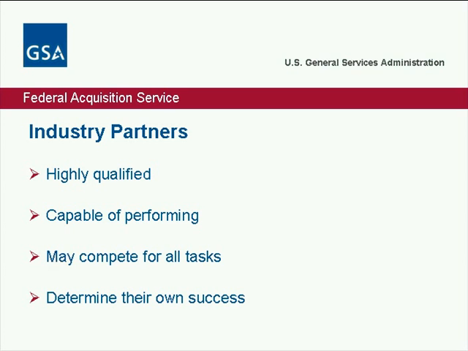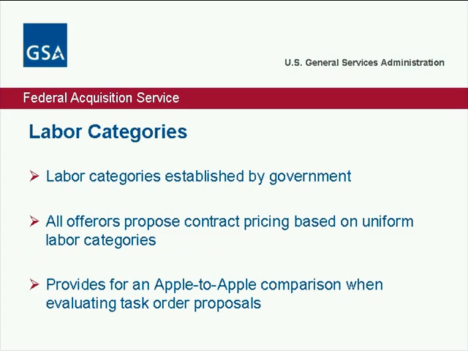More explanation is provided on the fair opportunity subject in the contract and in the associated ordering guides. Also, industry partners to a large extent determine their own success on the contract by their efforts to bring business to the table, by their ability to respond to competition announcements, solicitations for task orders, and in their ability to develop those mission solutions and to complete them for customers.